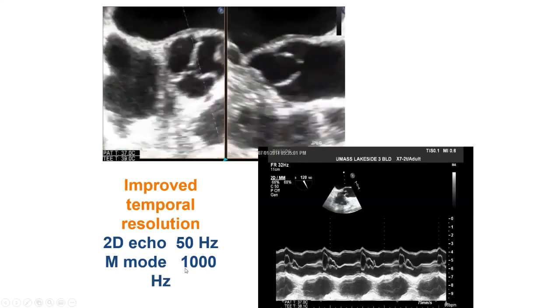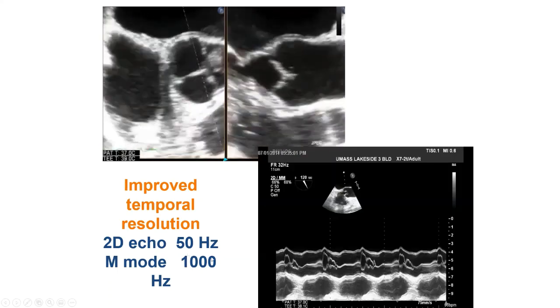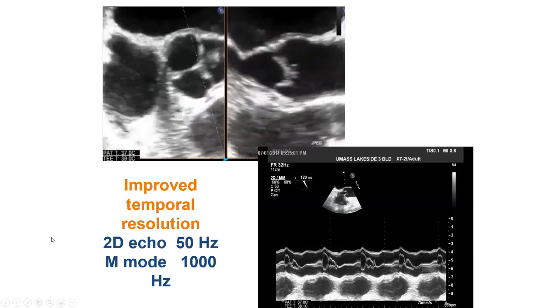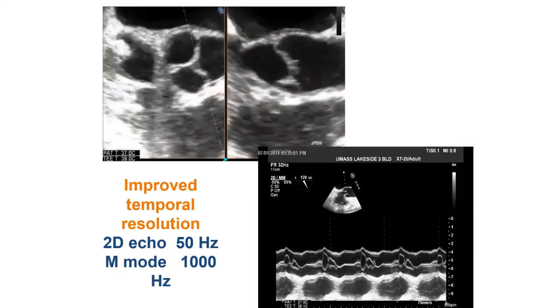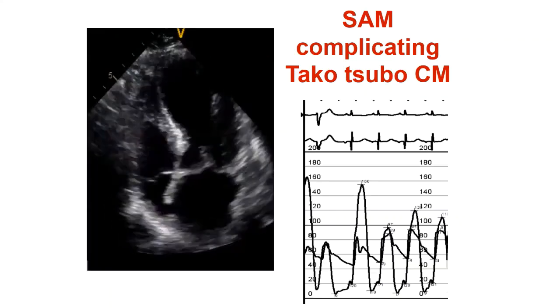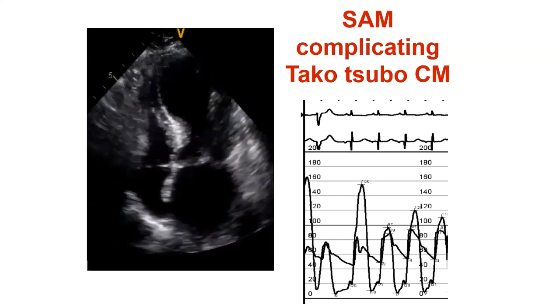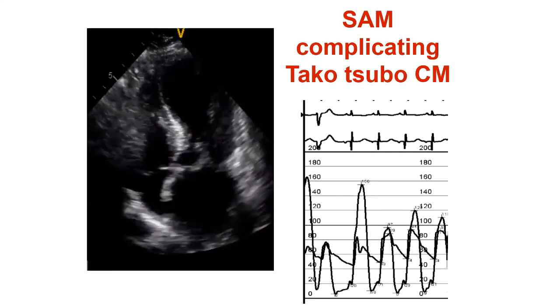The M mode can be as high as 1,000 frames per cardiac cycle, whereas two-dimensional echo on a good day with a narrow field of view, maybe 50 or 60 or 70, again, orders of magnitude less, allowing you to resolve motion. So mid-systolic closure is what was shown.